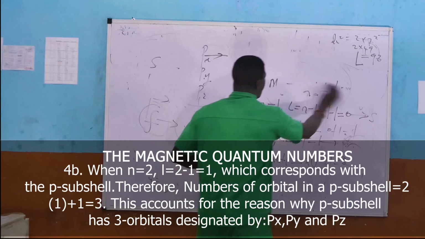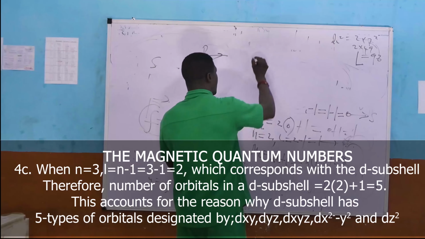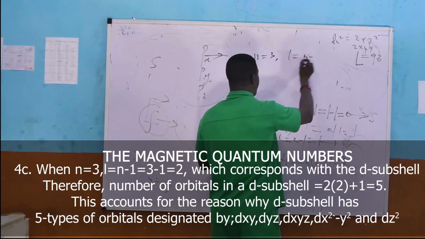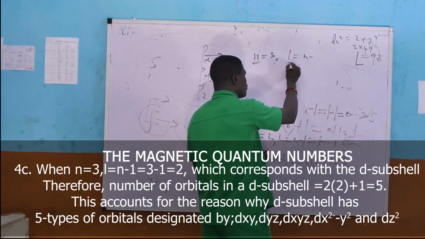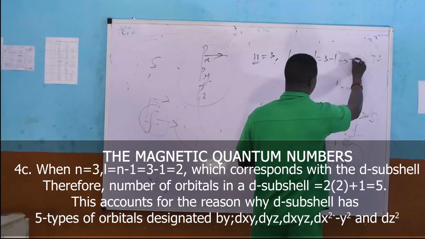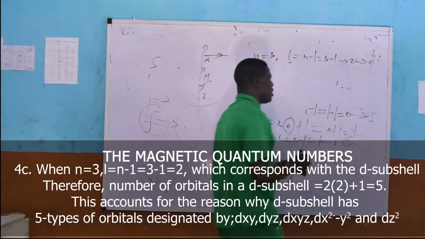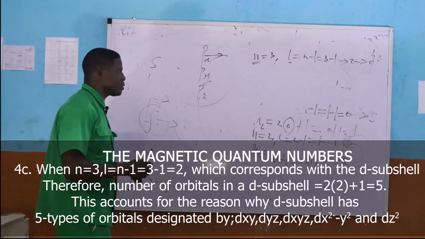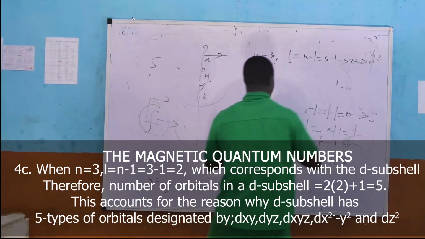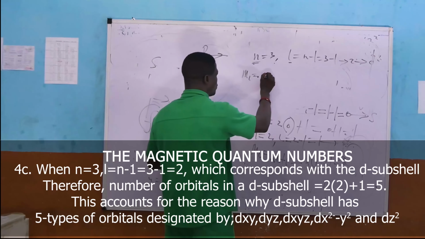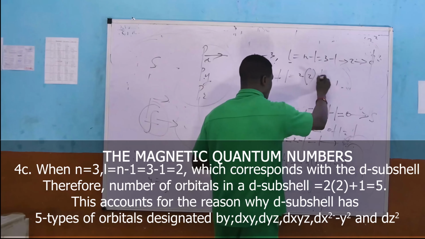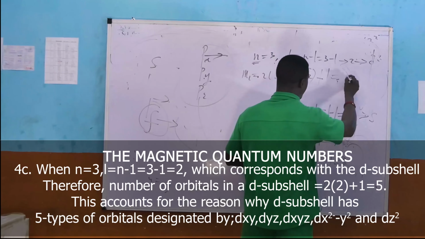The next is, when the principal quantum number n is equal to 3, the azimuthal quantum number becomes n minus 1, and that's 3 minus 1, and that will produce 2, which corresponds with the D subshell. The question is, how many subshells do we have inside of the D subshell? It is Ml equals 2l plus 1, and that is equal to 2 into bracket 2 plus 1, and that will give us 5.